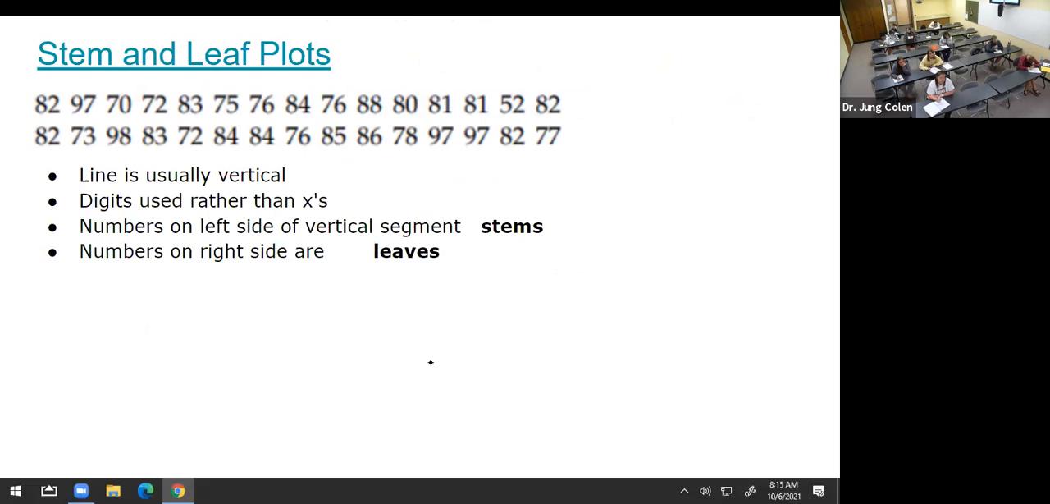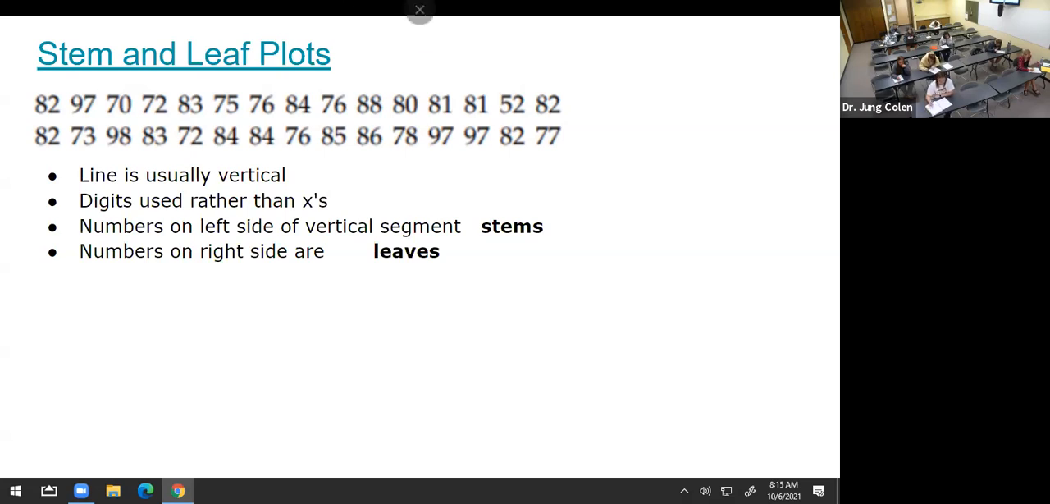Does anybody have any questions for the dot plot? Sandstrom, do you have any question or comment about the dot plot? No? Are we good? Okay, so we're going to move on.